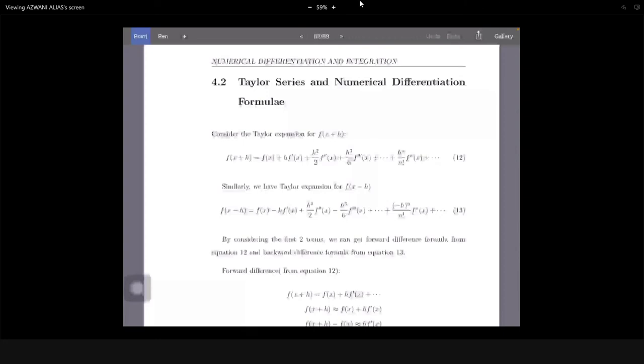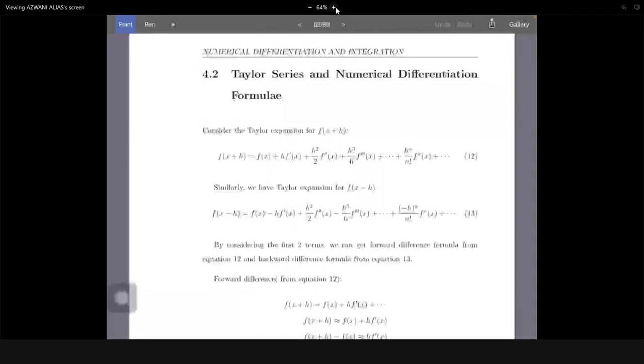Simple. And then, why do we use numerical differentiation? Because the function is complicated to differentiate, so we use the given formulas. Okay, so today we are going into the relationship between the Taylor series expansion and the numerical differentiation formulas.